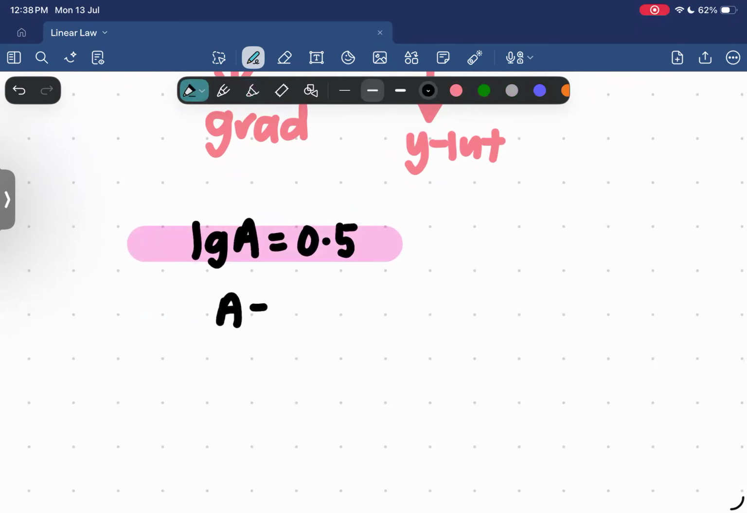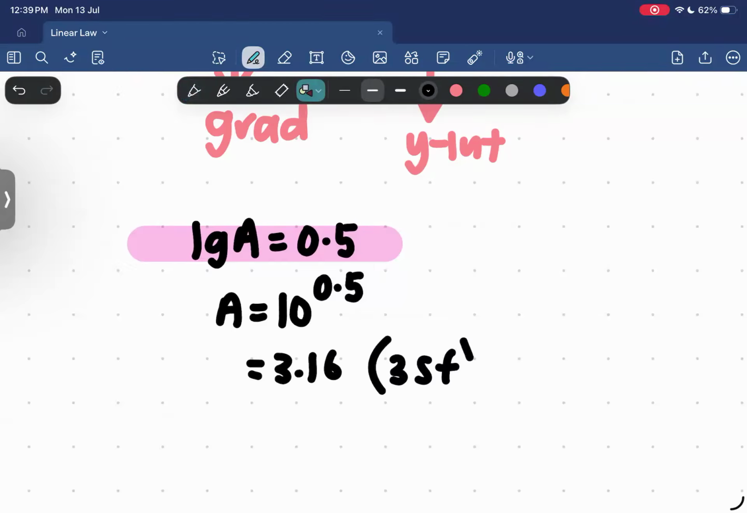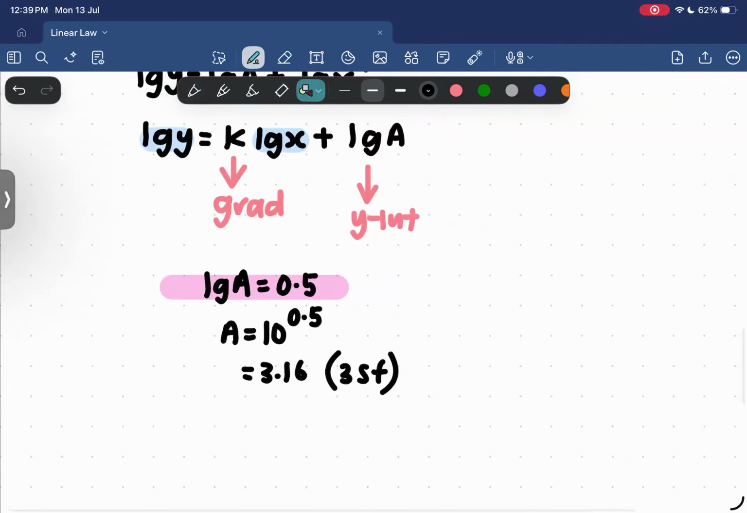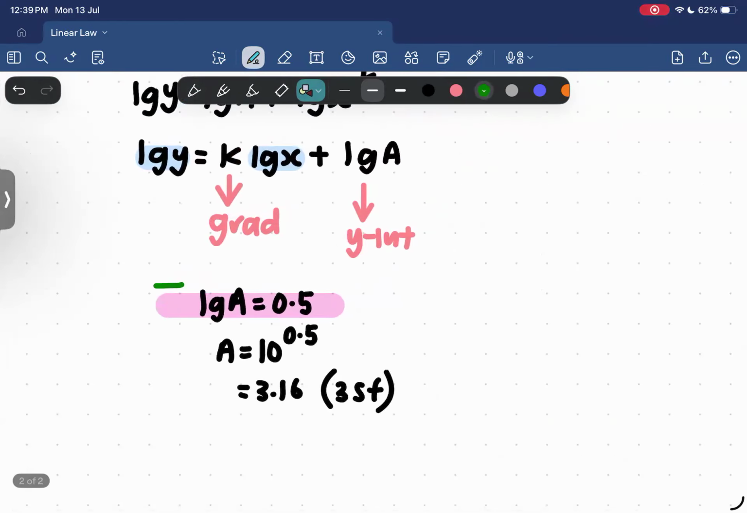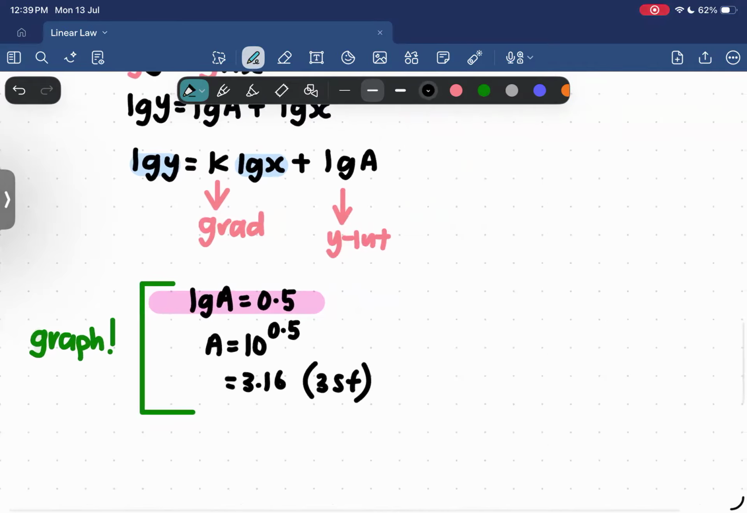So when you're trying to find A, what's the base of LG? Log base 10, right? So 10 power 0.5. Just press your calculator, 3SF. If you're scared, do 5SF because you still have the last part. Okay, so this is settled. This one here you must use the graph. You must use the straight line and find your y-intercept. If you never use it, you cannot get the marks, even though your answer is correct. Very wasted.